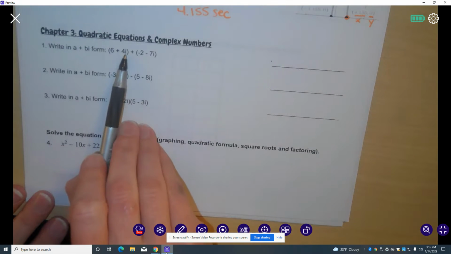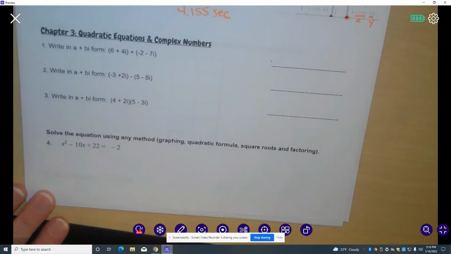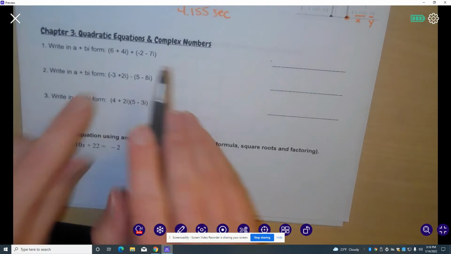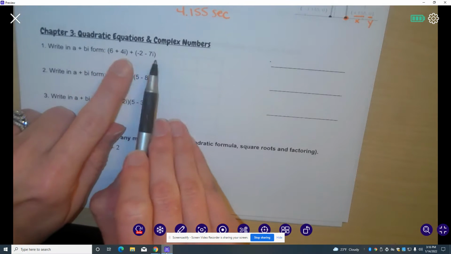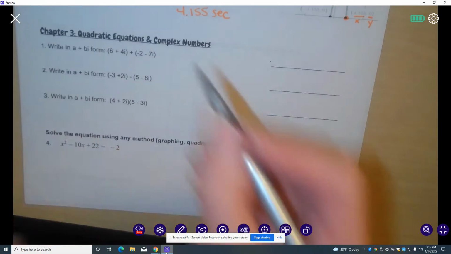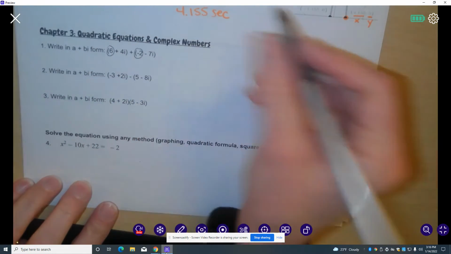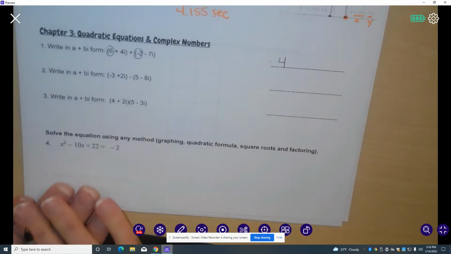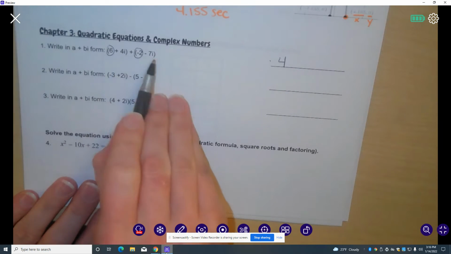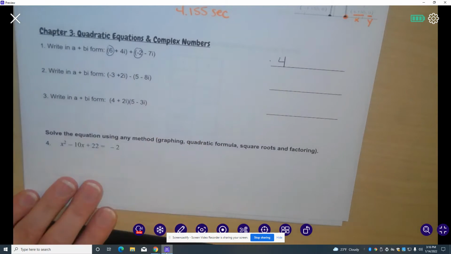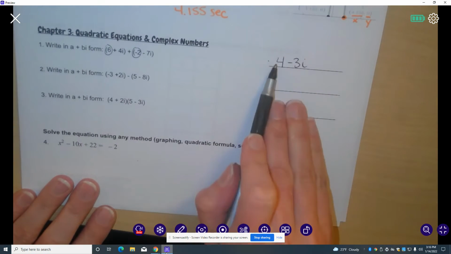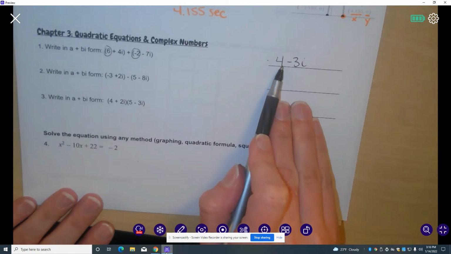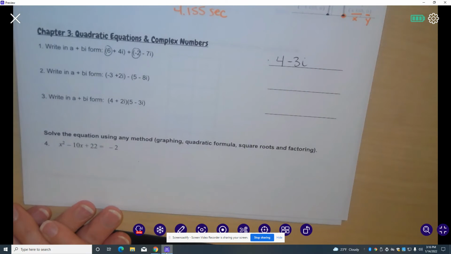Remember, we kind of treat the complex part, the terms with i, like that i is a variable x. So we can only add the real parts of the number together and then the imaginary parts together. So I'm going to go ahead and add 6 and negative 2 to get 4. And then 4i plus negative 7i is negative 3i. And we're going to write this in standard form. Remember, standard form is when the real part of the number comes first and the imaginary part comes second.